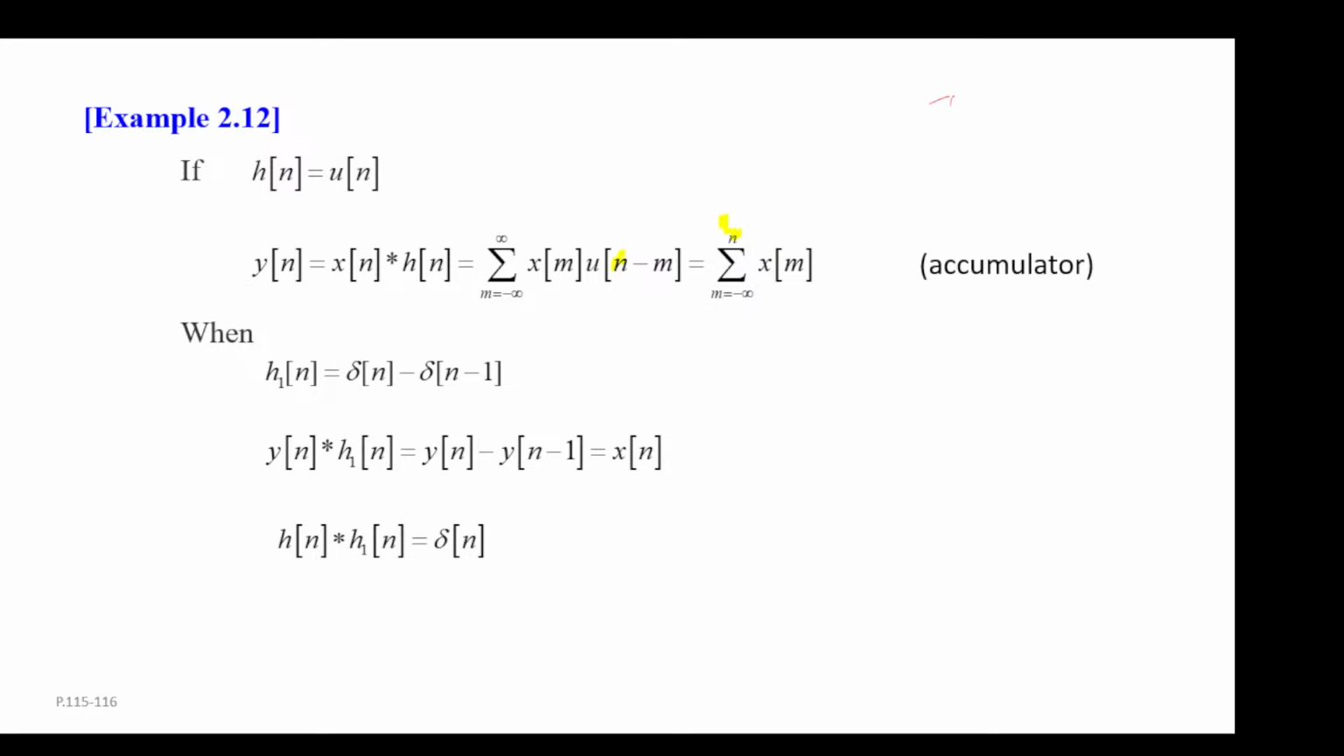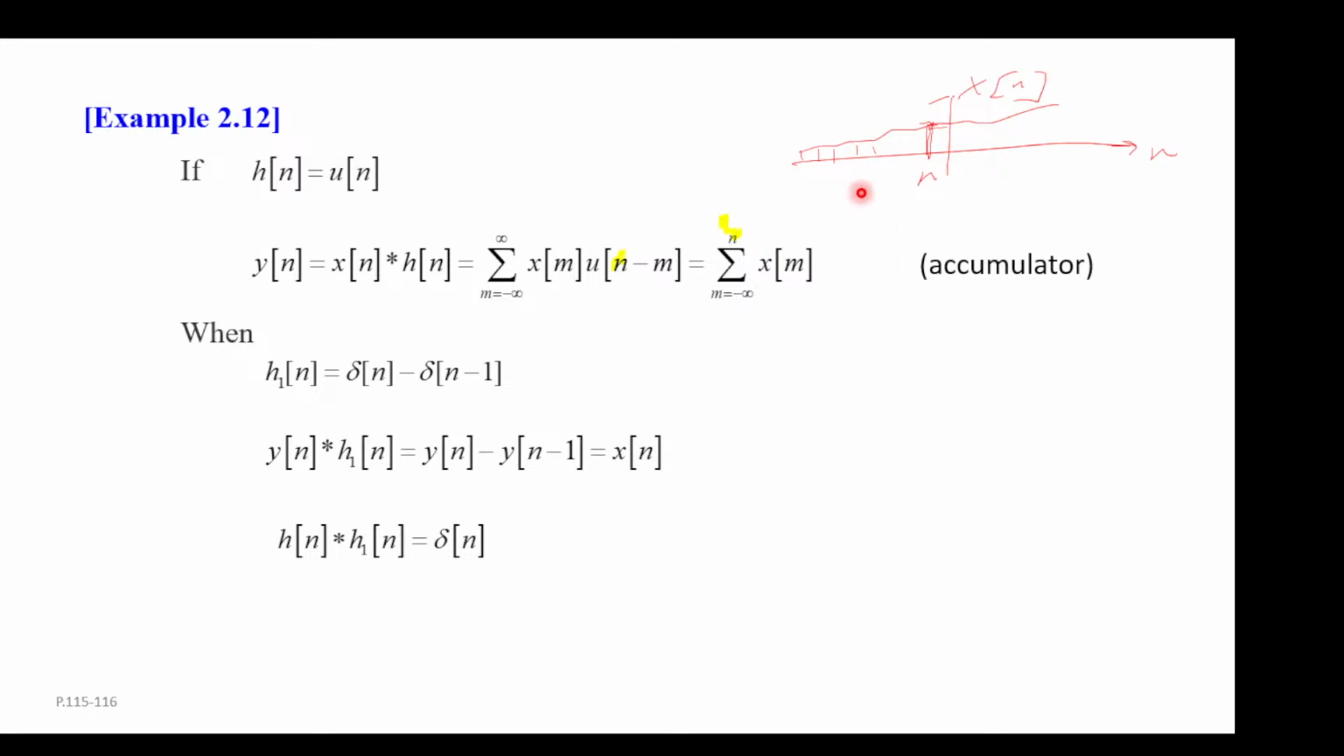So maybe let's draw some schematic here. You have some x of n, and let's say there's some time step n, then y of n is the summation of all the past up to now. Okay, so this is the accumulator. It's like a bank account with no interest.